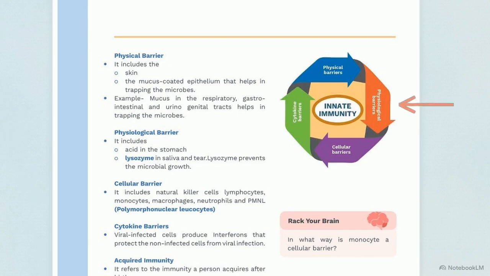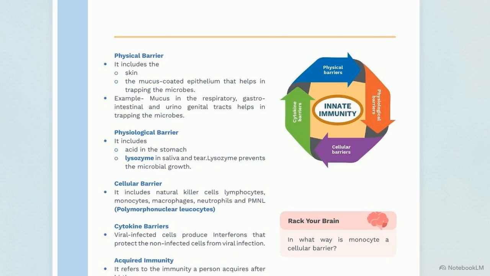If Salmonella makes it past the physical walls, say through contaminated food or water, it hits the physiological barriers. Acid in the stomach, along with lysozyme enzymes in our saliva and tears, creates an inhospitable environment that actively destroys microbial growth. Should the bacteria reach the tissues, cellular barriers step in. White blood cells like macrophages and PMNLs engulf and destroy the invaders. Meanwhile, if a virus is the attacker, infected cells deploy cytokine barriers, secreting proteins called interferons to protect non-infected neighboring cells.